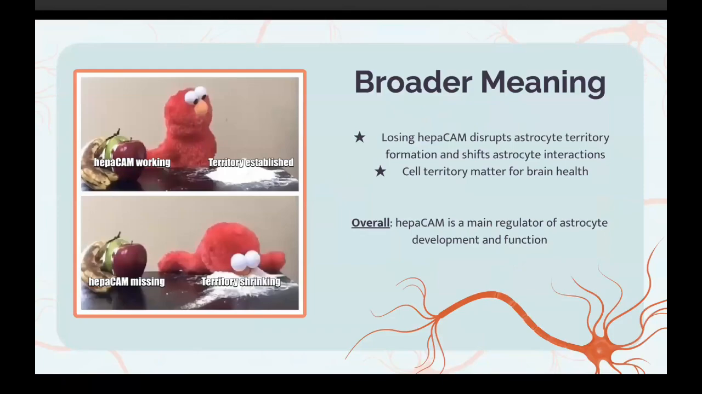So, what's the big picture? Losing hippocamp disrupts how astrocytes claim territory and interact with neighbors. This matters because cell territory is critical for brain health. Without proper territories, astrocytes can't support enough brain connections. This is what can lead to neurological disorders like schizophrenia and why this research is so important to continue testing.